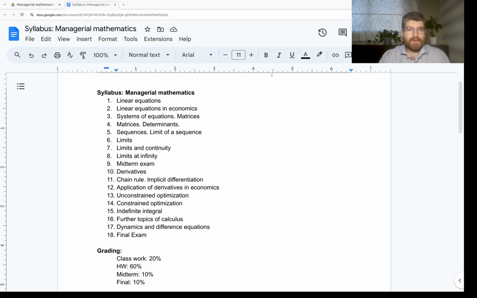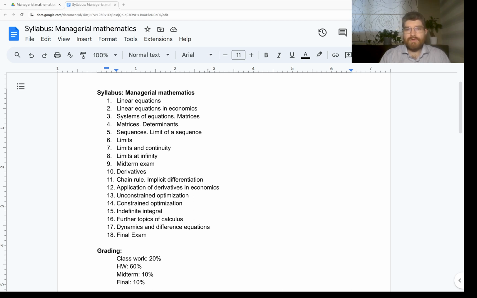Then we'll go to sequences and limits. These concepts are fundamental in analyzing time series data, which is quite common in economics. For example, sequences can represent the growth of an economy over time, and limits help us understand long-term behavior and stability of economic models.